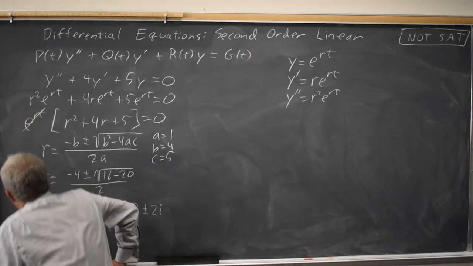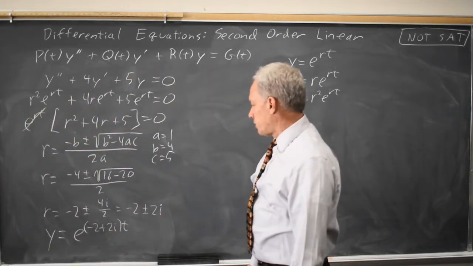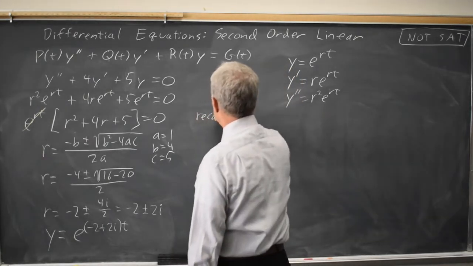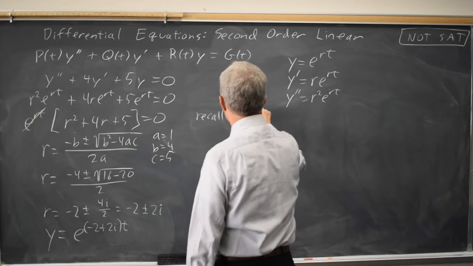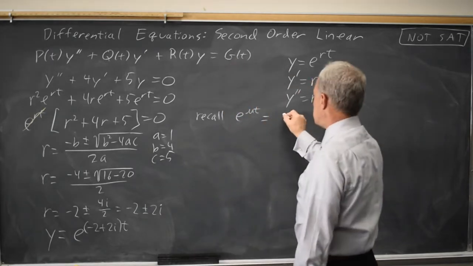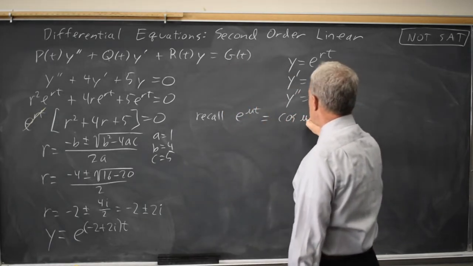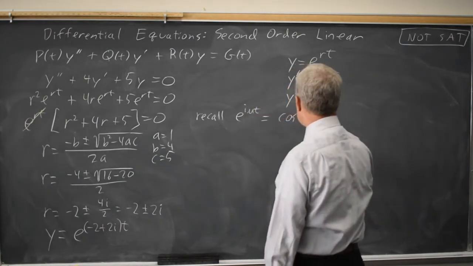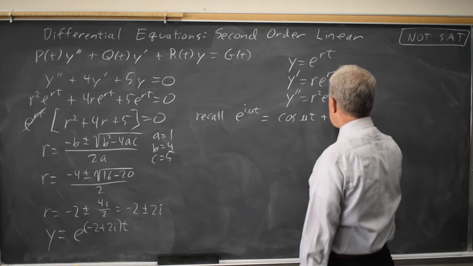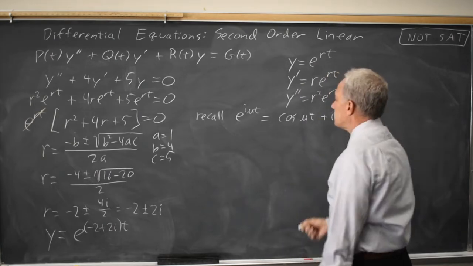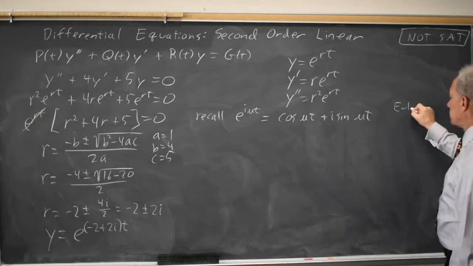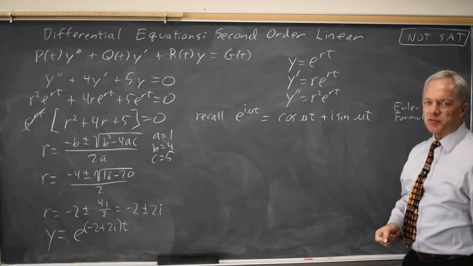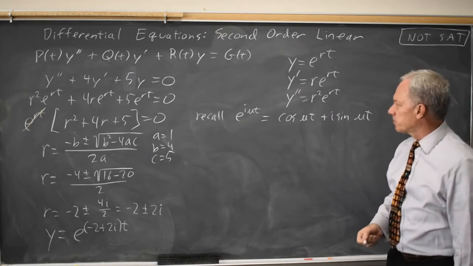And this is not very useful in this form, so I'm going to rewrite it using Euler's formula. Recall, e to the i mu t equals cosine mu t plus i sine mu t. This is Euler's formula. And you can just justify this with power series, but I won't do that today.